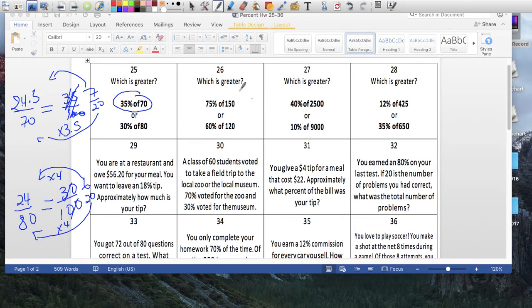So the rest, 26, 27, 28, I'm not going to do because you have the answers, and you literally have to basically do it twice, one for each, to find your answer. Okay?